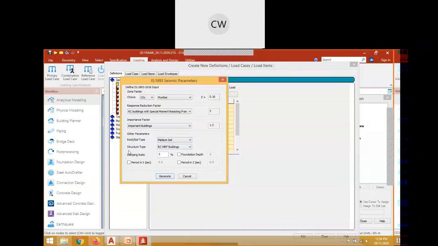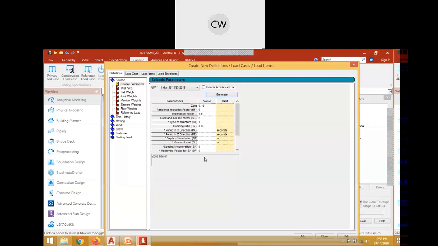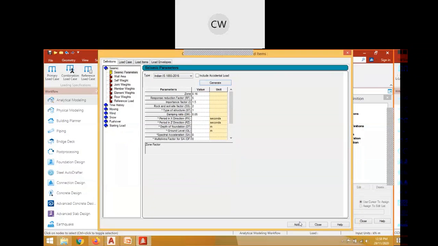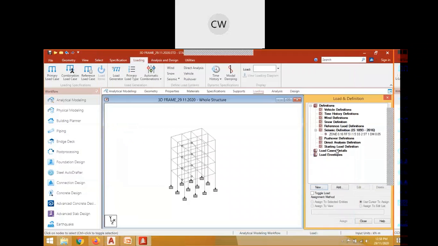Then for type of soil, I will select medium soil, and the type of structure is RC moment resisting frame building with 5% damping. Then say generate. Once you say generate, this particular data is recorded here, and then just say add. Now your seismic load definition is done.